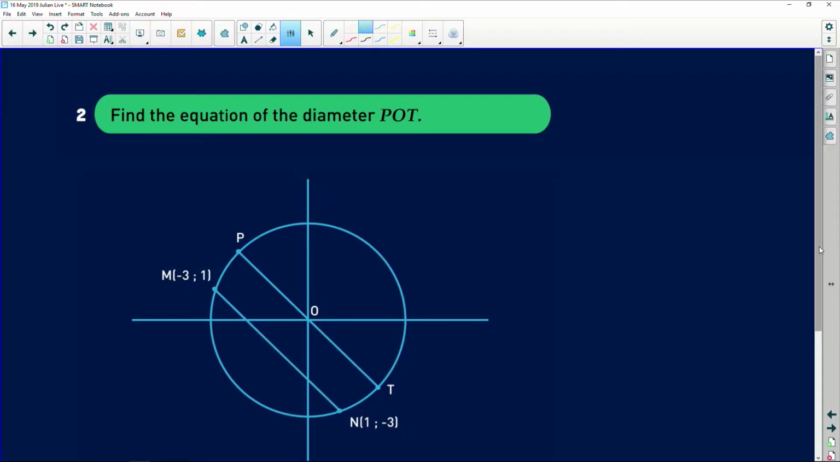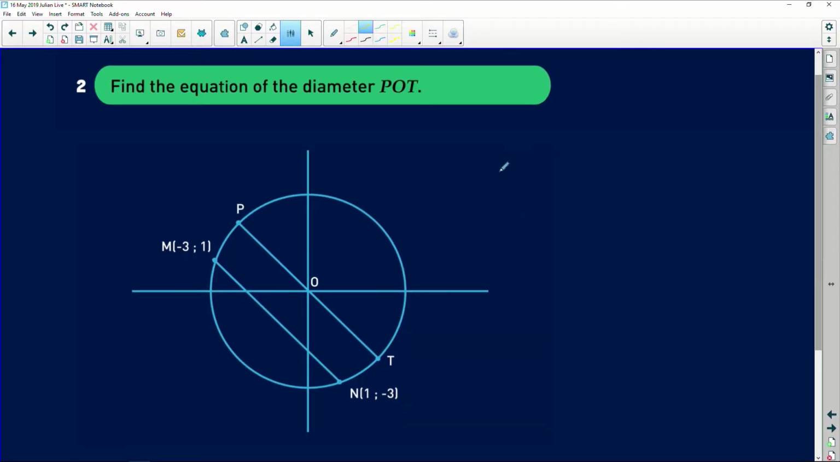So if we find the gradient of MN, we can then find the gradient of our diameter POT. So that's our first step that we're going to go for. We're going to say then my gradient of MN is equal to y2 minus y1 over x2 minus x1.